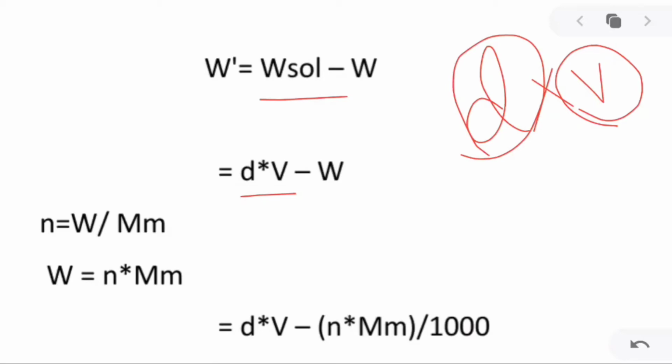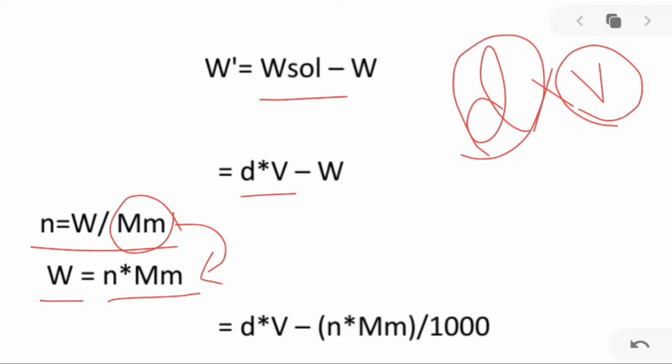Now what is N? N is equal to number of moles. Now we need to calculate the number of moles of the solute. So N is equal to W by mm. What is mm? Mm is the molar mass of the solute. Okay. So from this equation of number of moles, we get that weight of the solute is equal to moles of the solute into molar mass of the solute. Okay.